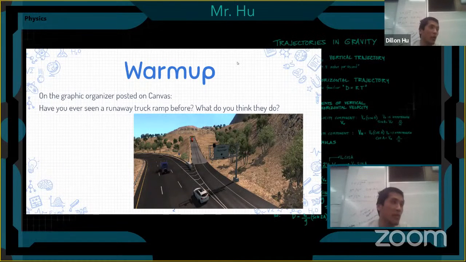I'm going to post a link to the graphic organizer again. It's right here. In the graphic organizer, I want you to write down if you've ever seen a runaway truck ramp before, and what you think they do.